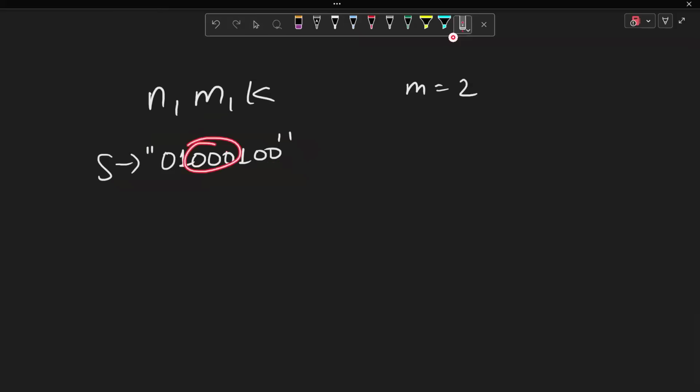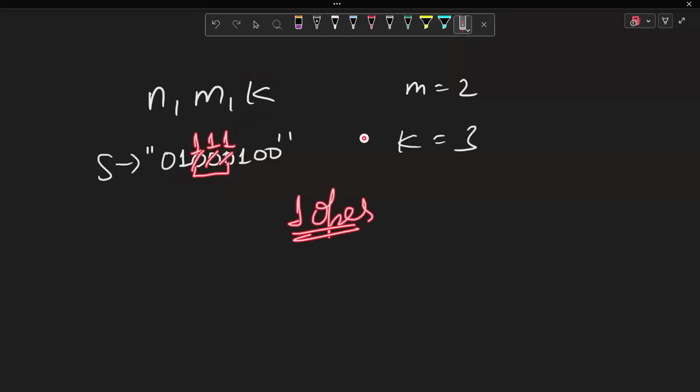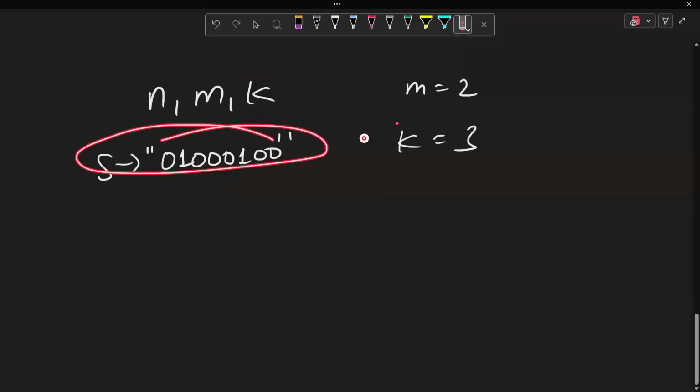So we need to do some operations on this string so that it doesn't have m consecutive zeros remaining. Now the operation we can do is select a segment of length k. Let's say our k was 3. We can select a segment of length 3 and change all of them to 1. That's what we can do in one operation. We can do this operation multiple times, and we just need to find the minimum number of operations to make sure this string doesn't have m consecutive zeros. That's our problem.